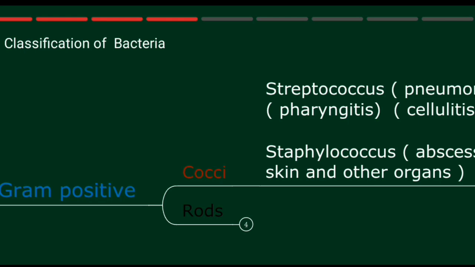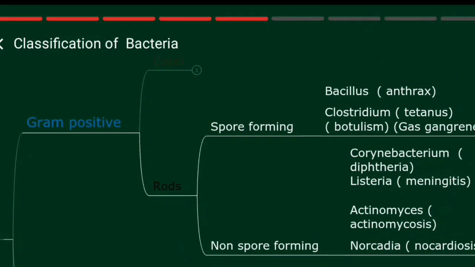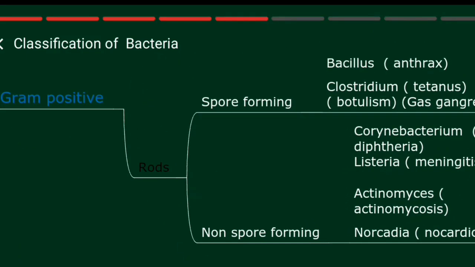For the gram-positive rods, we have the spore-forming and the non-spore-forming. For the spore-forming, we have Bacillus, which causes anthrax. We have Clostridium, which causes tetanus, botulism, and gas gangrene. For the non-spore-forming gram-positive rods, we have Corynebacterium, which causes diphtheria. We have Listeria, which causes meningitis. We have Actinomyces, which causes actinomycosis. We have Nocardia, which causes nocardiosis.